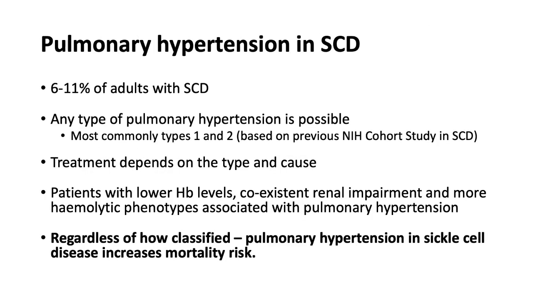So in terms of pulmonary hypertension in sickle cell disease, various population-based studies have estimated this to be between 6 and 11% of adult patients. There's various types of pulmonary hypertension, which I'll go on to talk about in a minute. But the most common types seen in patients with sickle cell disease are types 1 and 2. The treatment really depends on the type of pulmonary hypertension, which is defined by the cause and also the dynamics that are seen at right heart catheter and the measurements taken.